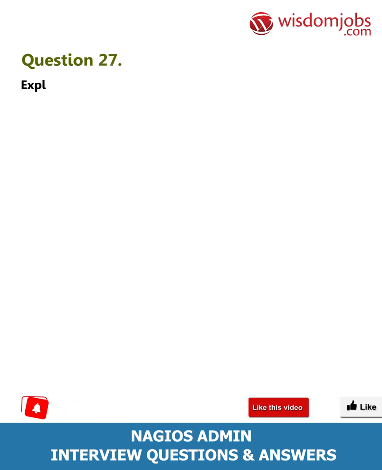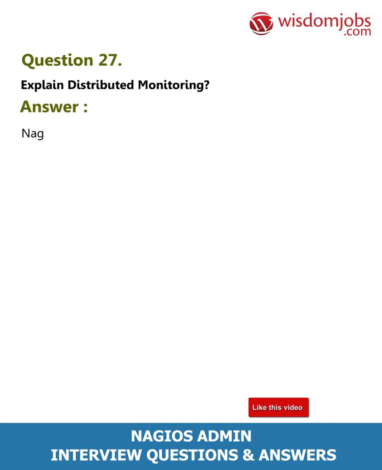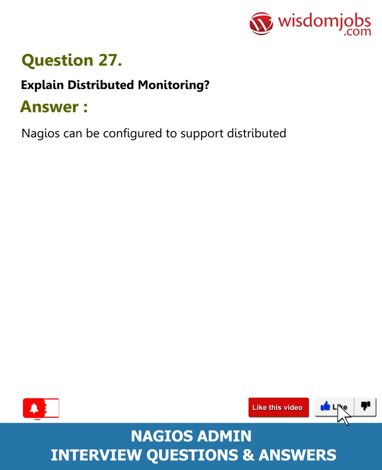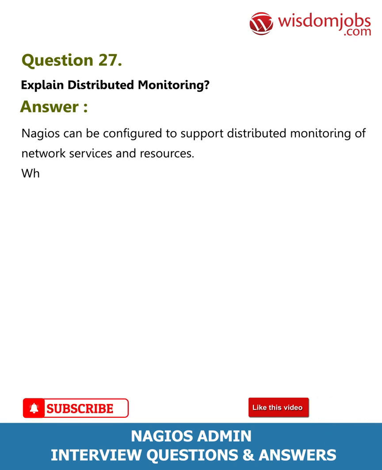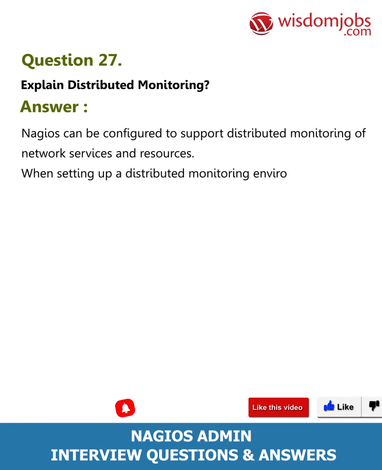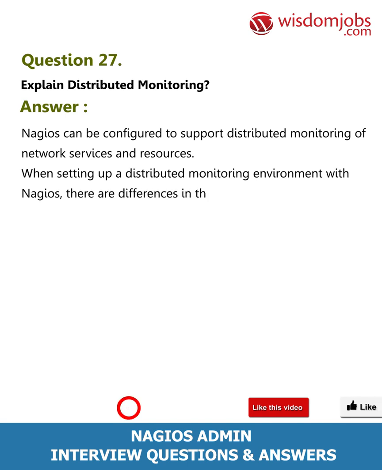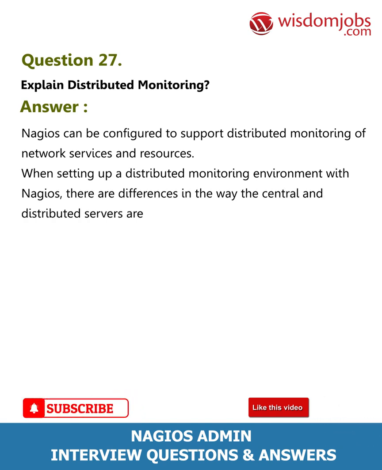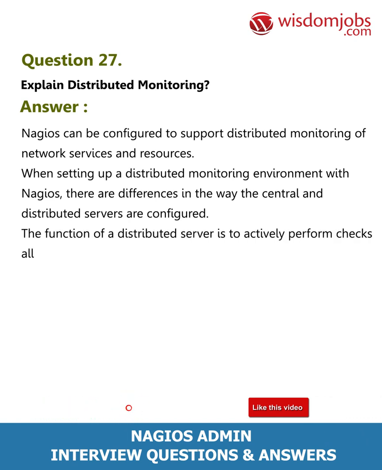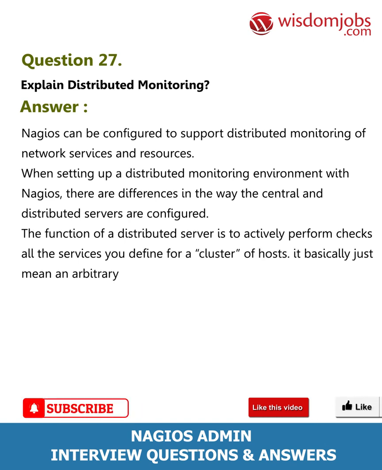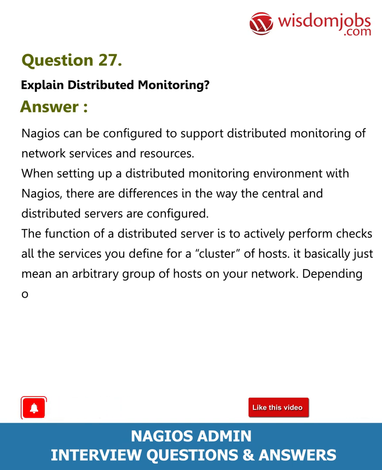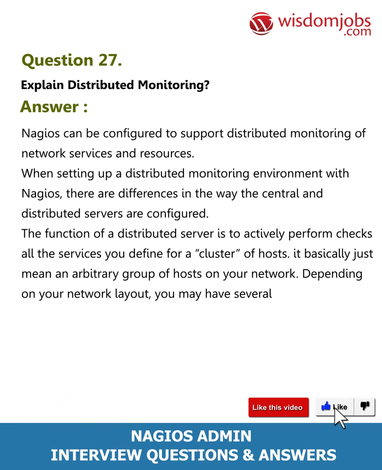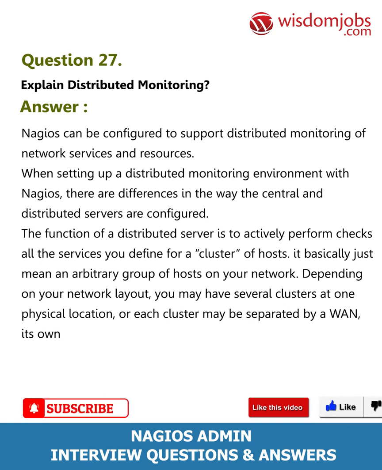Question 27. Explain distributed monitoring. Answer. Nagios can be configured to support distributed monitoring of network services and resources. When setting up a distributed monitoring environment with Nagios, there are differences in the way the central and distributed servers are configured. The function of a distributed server is to actively perform checks on all the services you define for a cluster of hosts. A cluster basically just means an arbitrary group of hosts on your network. Depending on your network layout, you may have several clusters at one physical location, or each cluster may be separated by a WAN, its own firewall, etc.